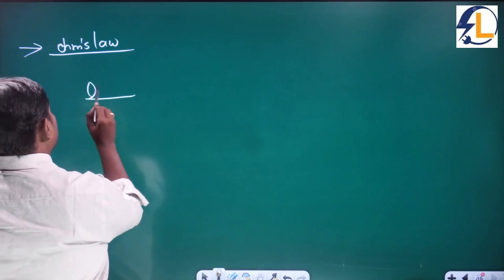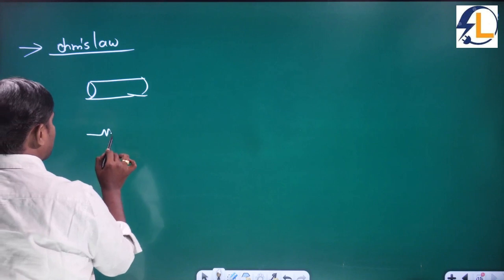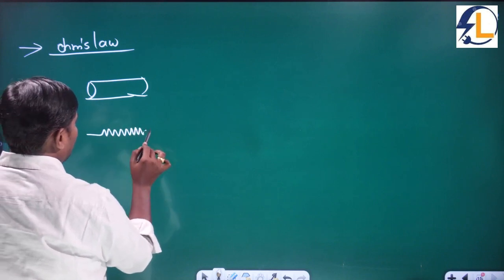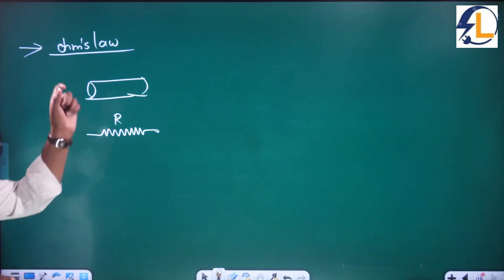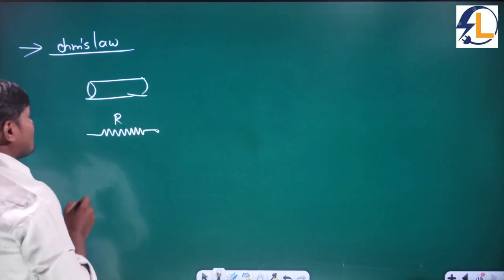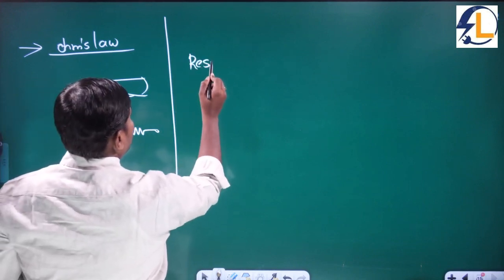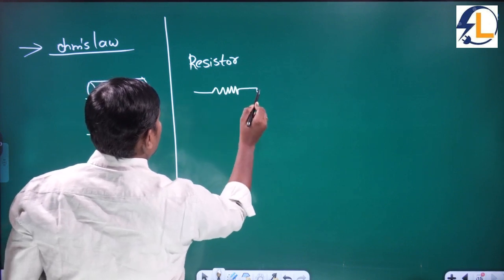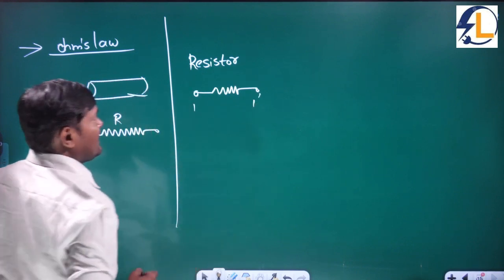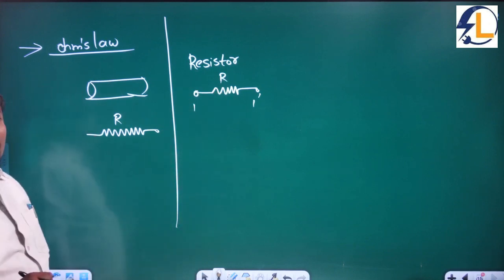As I am taking a conductor consisting of a resistance, this is the symbol of a resistor. A resistor is a two-terminal element, 1 and 1 dash. The symbol is denoted as R.